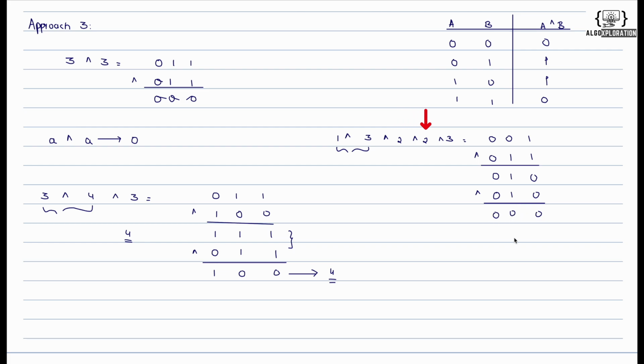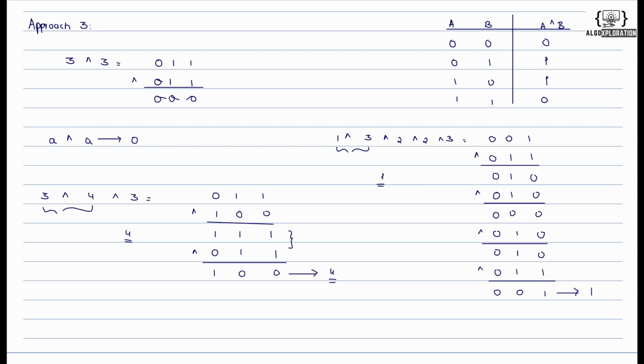Let's consider the other 2. So 0 1 0, and XOR will be 0 1 0. Now let's take the last element, which is 3. So 0 1 1, and if I do XOR, I will get 0 0 1. The decimal representation of this is 1. So if I do the XOR of every element, I get the answer as 1.